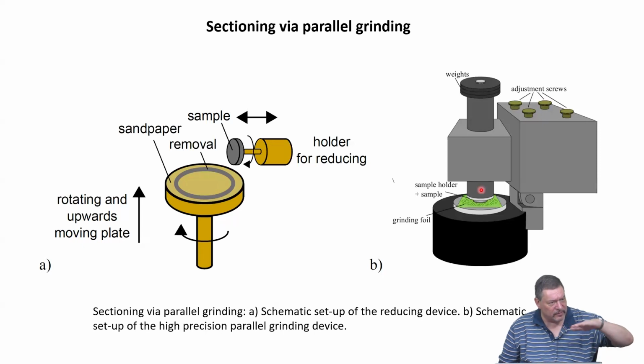So you grind off a certain thickness, you stop, you take off the grinding foil. The grinding foil goes to the vial, gets dissolved, and the material ground off is on the grinding foil or grinding paper. And so you have collected all the atoms in that slice which you have taken off. How to determine the thickness?